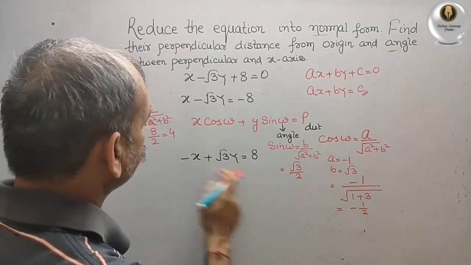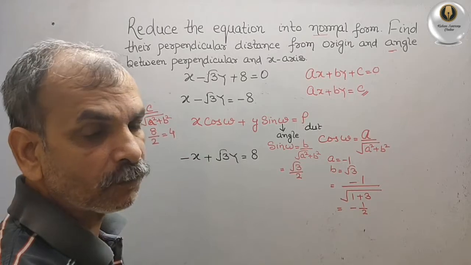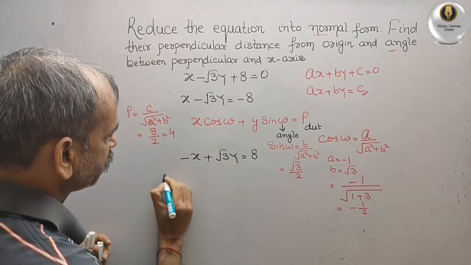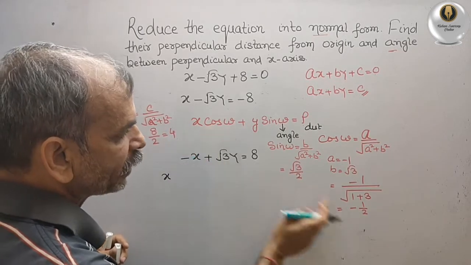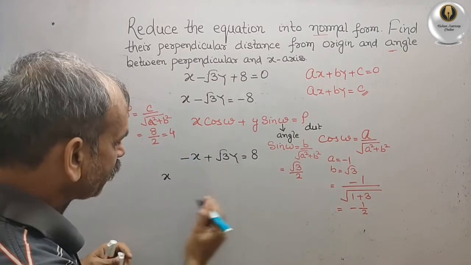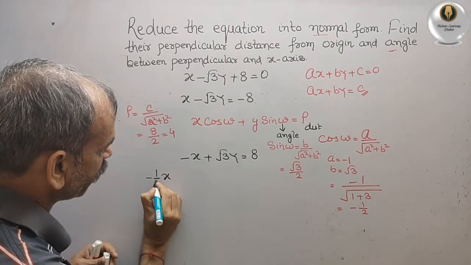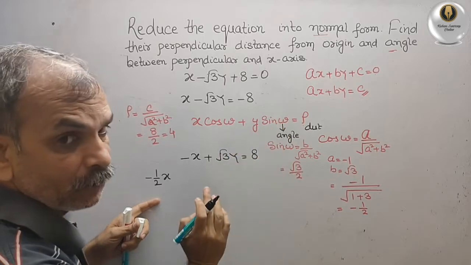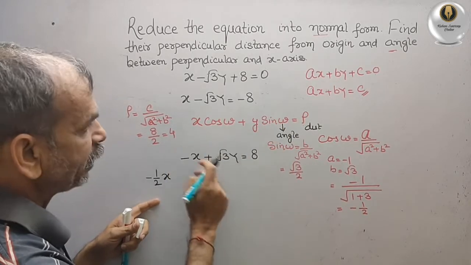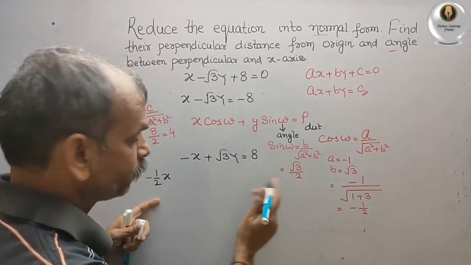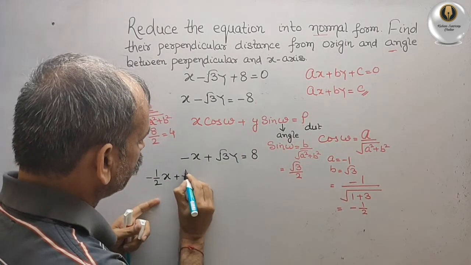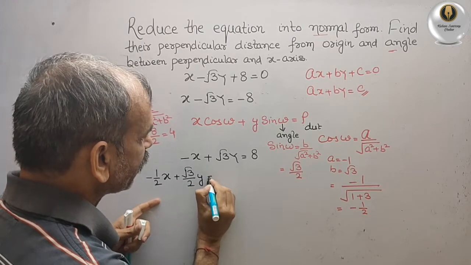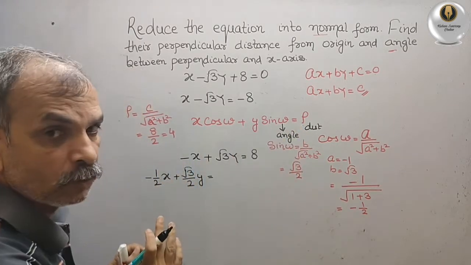Now substitute all these values. x cos omega is minus 1 by 2 x. Next, y sin omega, with sin omega equal to root 3 by 2, gives plus root 3 by 2 y. That is equal to p, which is 4.